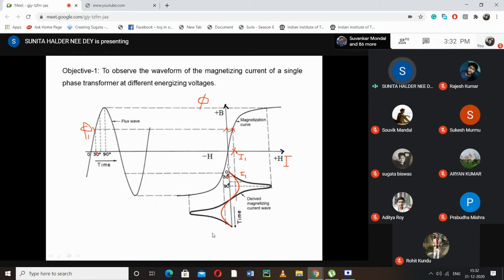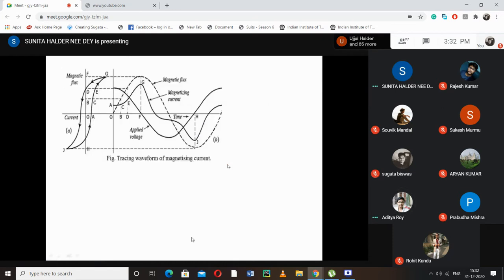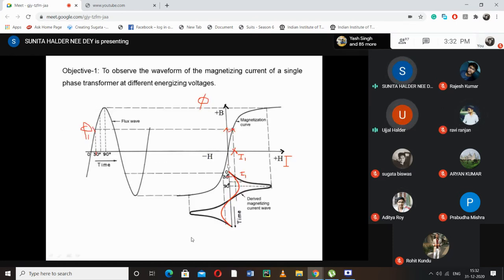But there it should have half wave symmetry. The positive half cycle and negative half cycle will be symmetrical. This thing you have already learned in your machine class also. So I am proceeding to next. Have you understood up to this? Yes, ma'am. You may have to answer questions on the different labs.